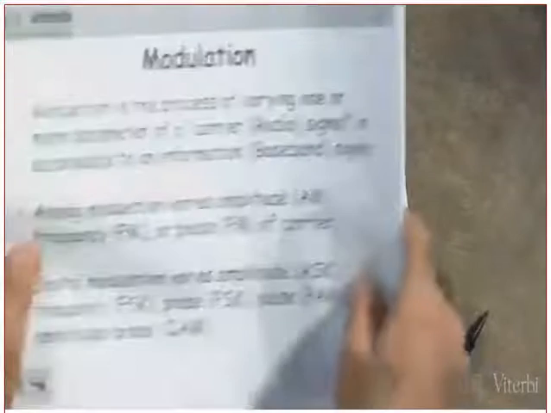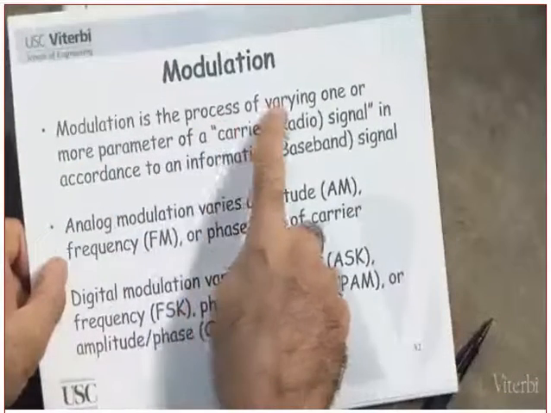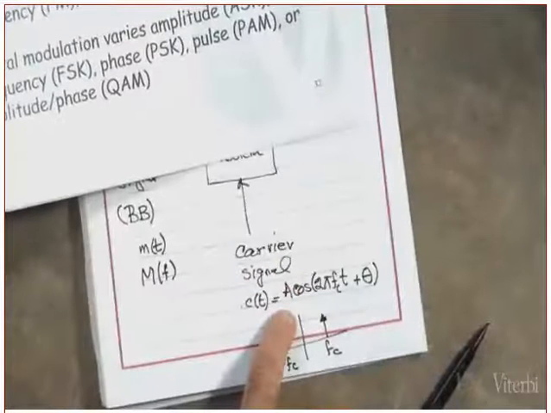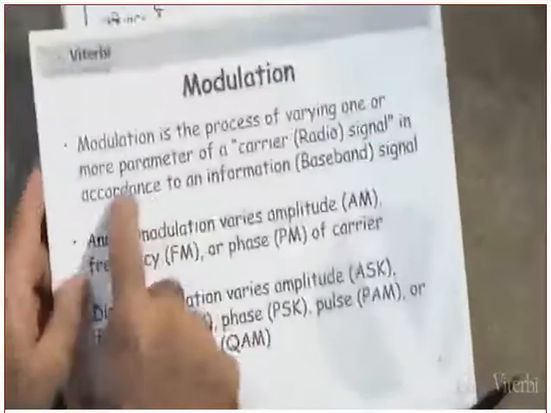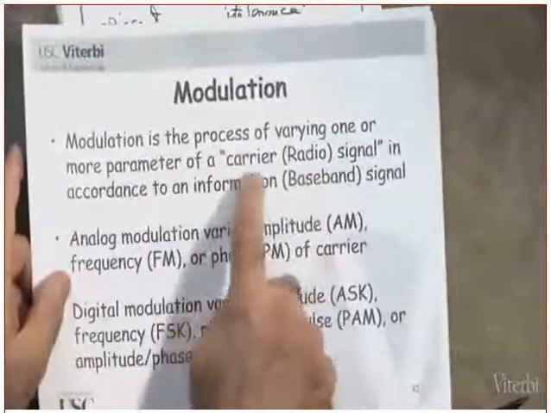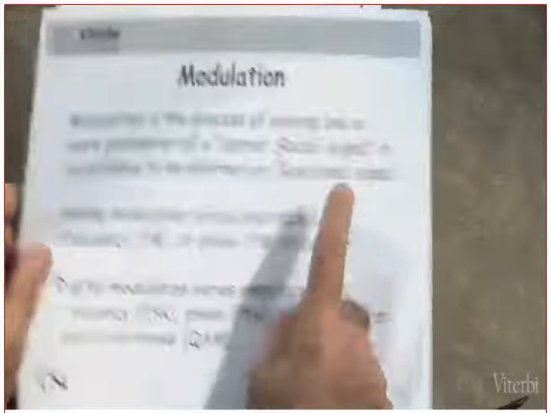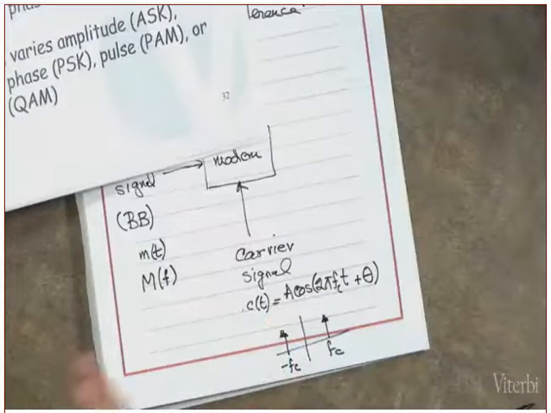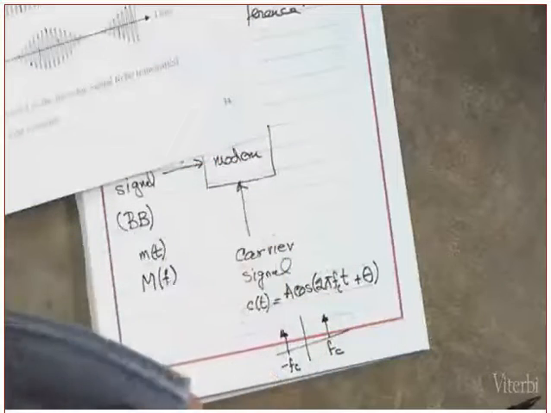What is modulation? Let's understand what modulation is before we write in here. Modulation is the process of varying one or more parameters of a carrier signal. How many parameters? Three parameters: the amplitude, the frequency, and the phase. All of them are constant. Modulation is the process of varying one or more parameters of a carrier signal in accordance to the information or the baseband signal. If I change the amplitude, then I have amplitude modulation. If I change the frequency, then I have frequency modulation. If I change the phase, then I have phase modulation.